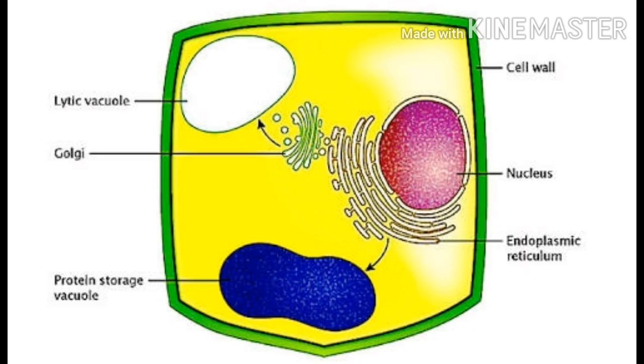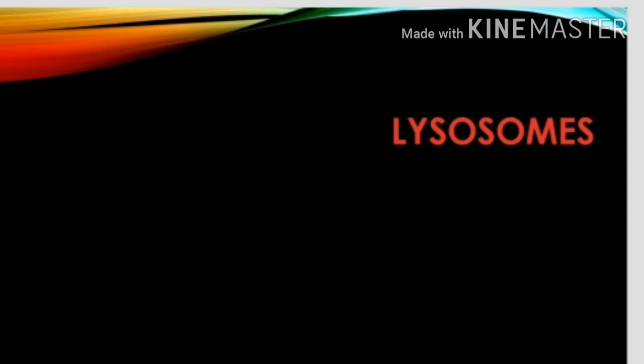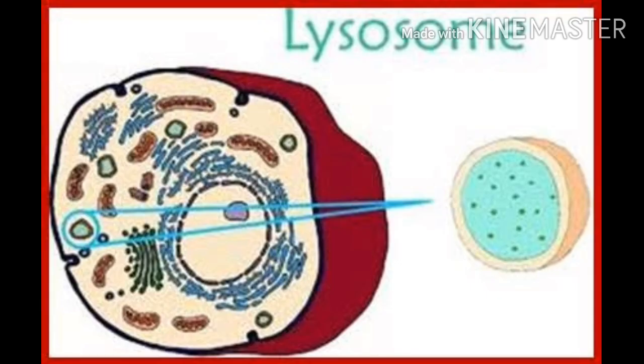Now the last part of the lesson we are going to discuss is the lysosomes. The lysosomes are very important and are also known as the bags. Lysosomes contain substances that help in the digestion of foreign bodies and worn out cell parts.